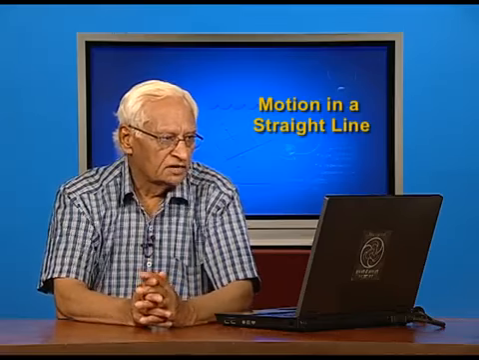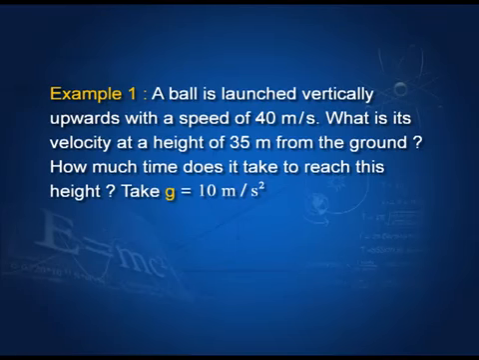Let us take example 1. A ball is launched vertically upwards with a speed of 40 meters per second. What is its velocity at a height of 35 meters from the ground? How much time does it take to reach this height? Take g equal to 10 meters per second square.